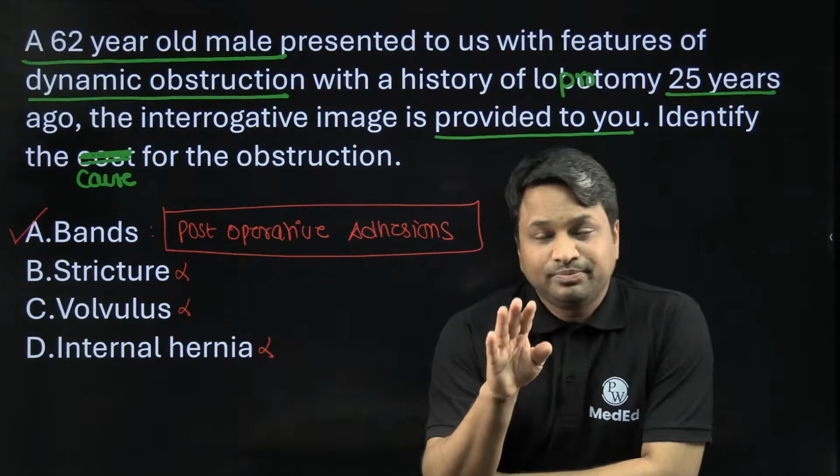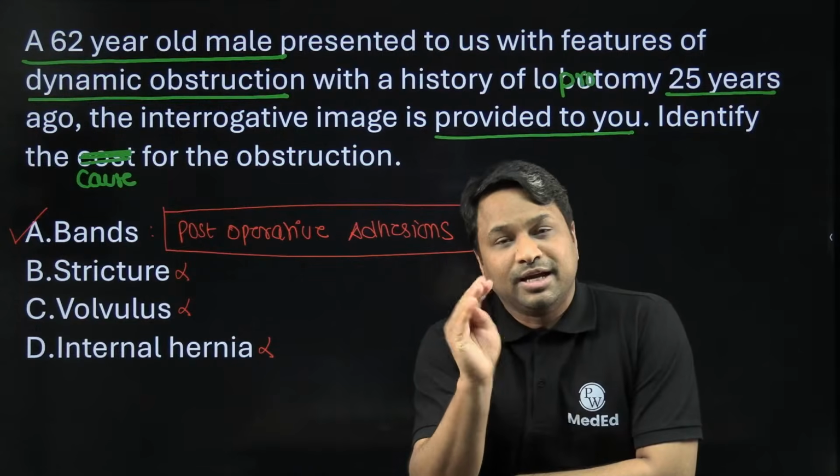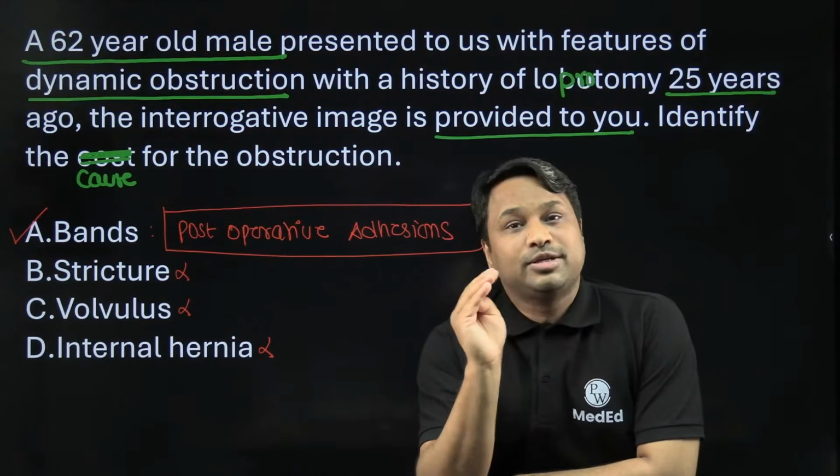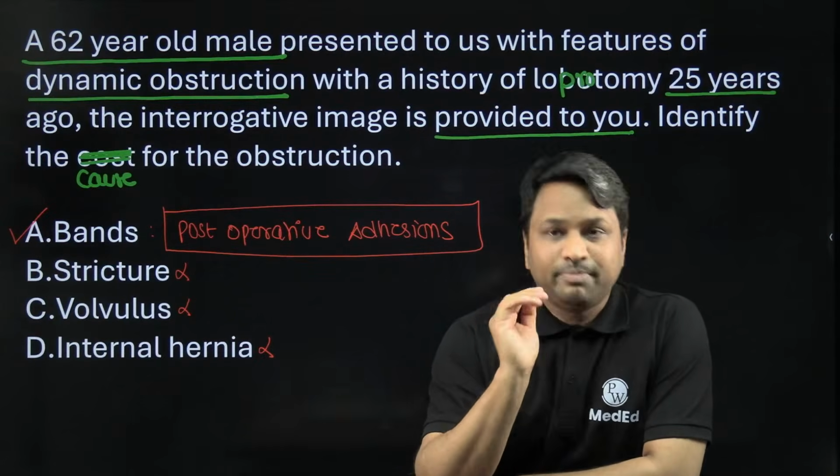In a Roux-en-Y limb, if it herniates through the transverse mesocolon, it is called Petersen's hernia. If it goes behind the Roux limb, it is called Peterson's hernia. But those are not the case here. So the answer here is going to be bands.